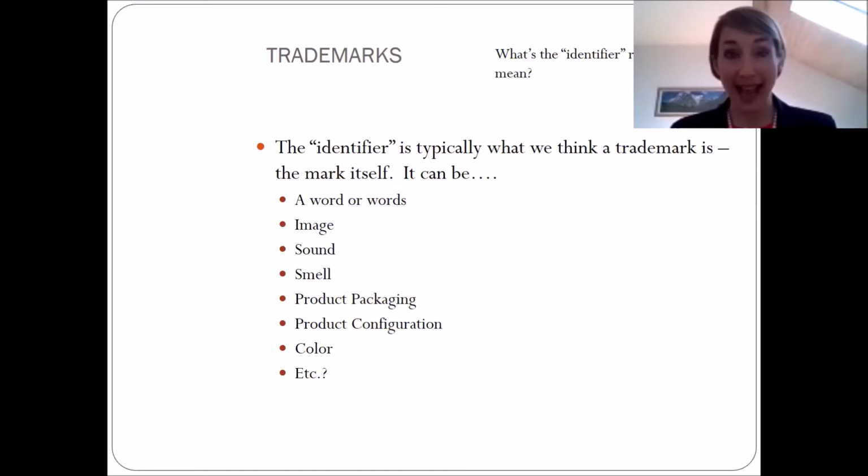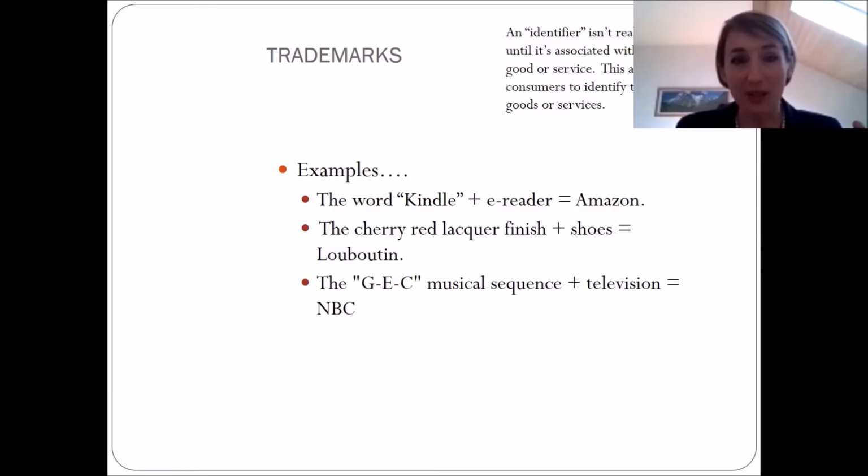Product packaging, just the exterior packaging, could be something that's a trademark. That's different from product configuration, which is sort of the way something is shaped. You can actually get trademarks for colors. Again, it's for a specific good or service. You can't say, I claim the color blue on everything anywhere. It's a very specific attachment to that good or service. And other kind of weird items as well.